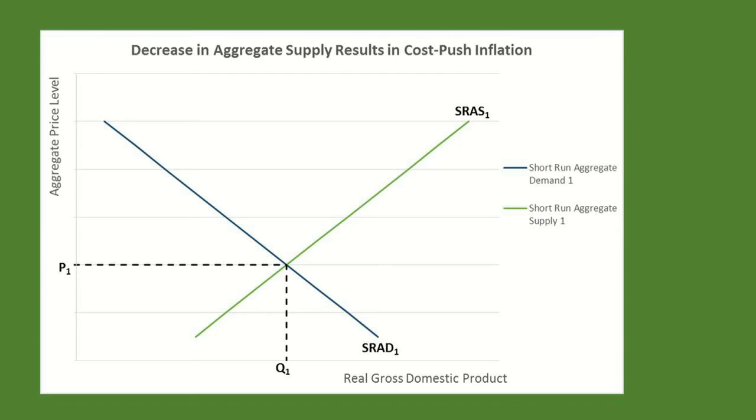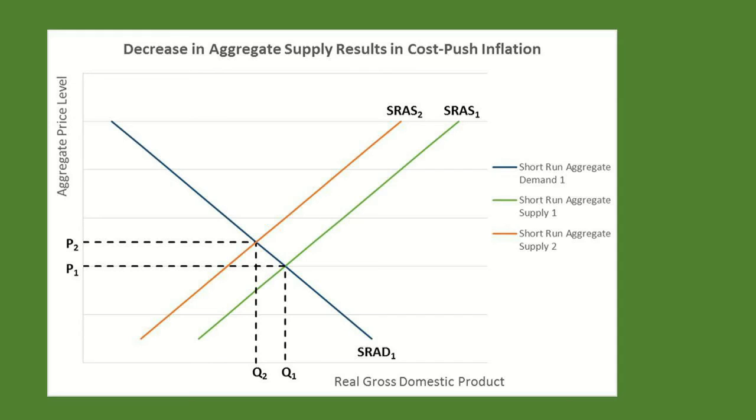The final model we will consider is cost-push inflation. Let's return to the original graph of aggregate demand and aggregate supply. This time, we're going to assume there's a reduction in the aggregate supply from AS1 to AS2. The result, an increase in prices from P1 to P2 and a reduction in output to Q2. This is a terrible combination. The economy is stagnant and prices are increasing. Economists call this stagflation. What causes stagflation?